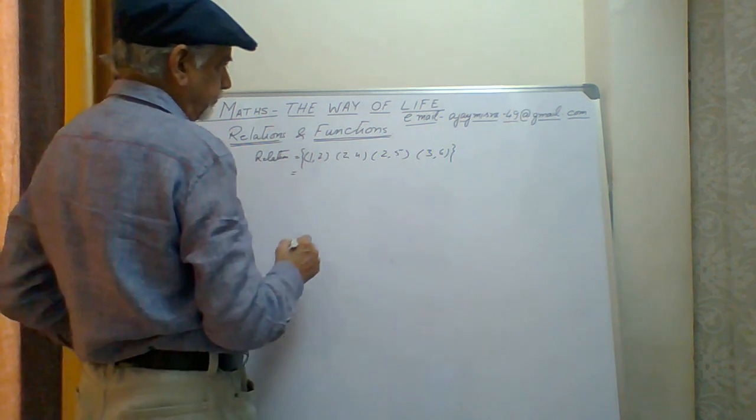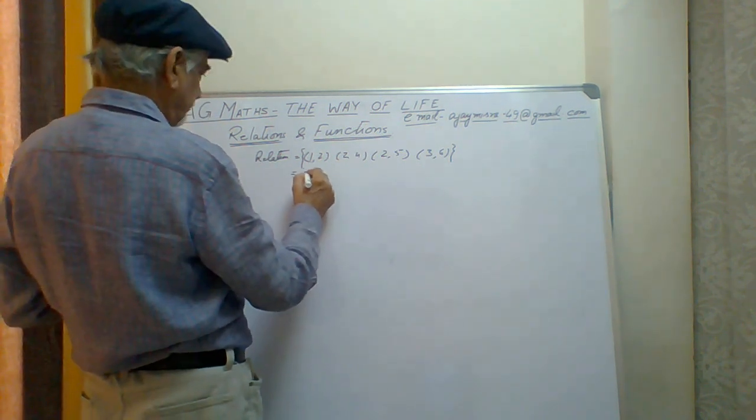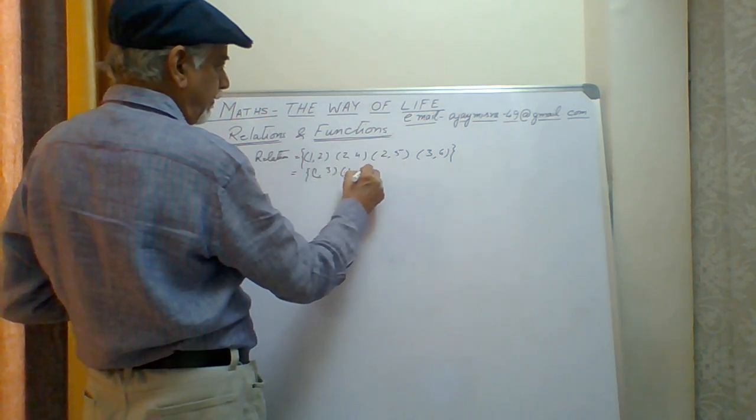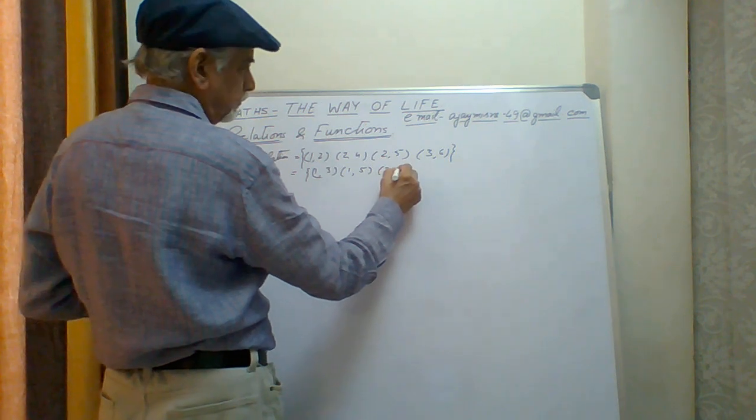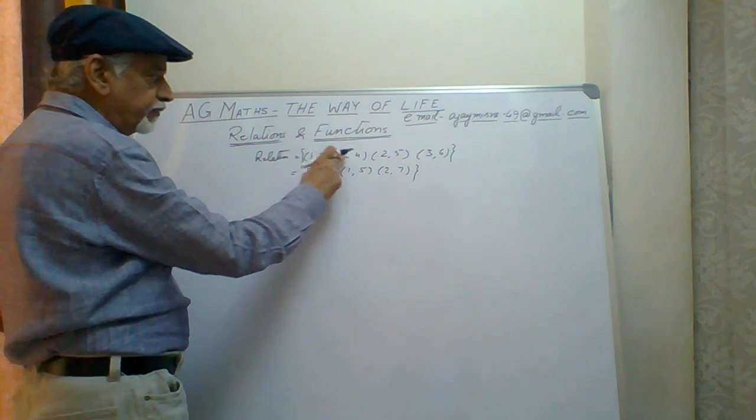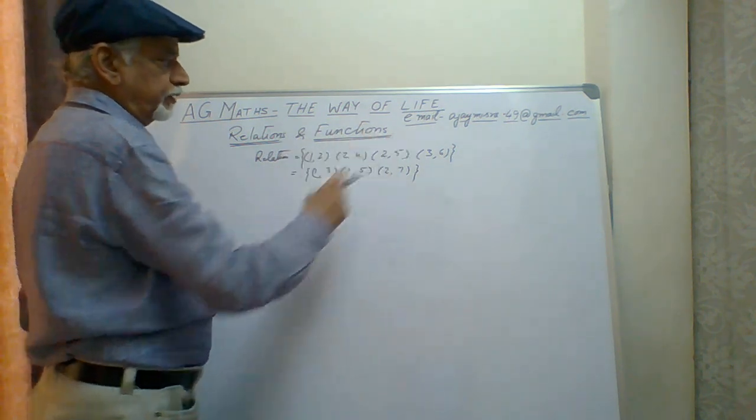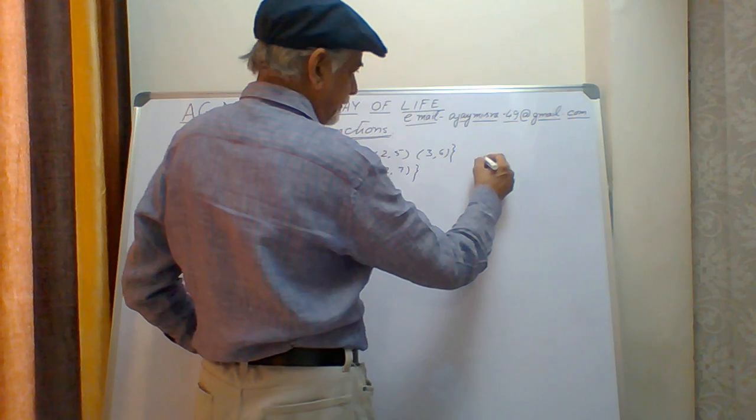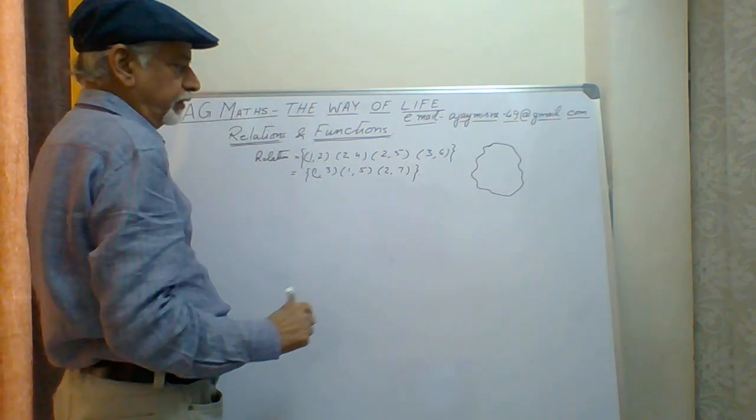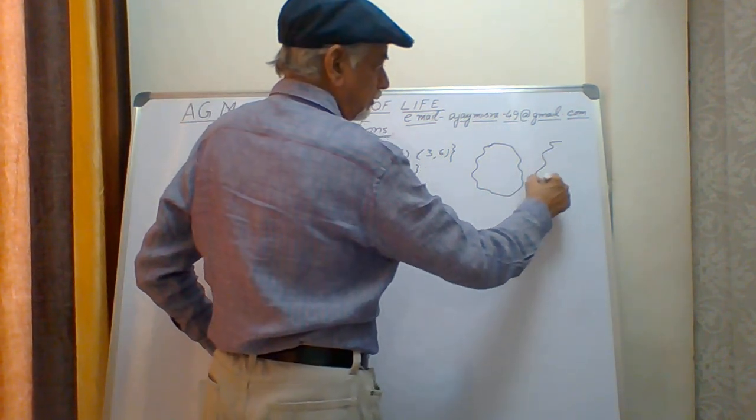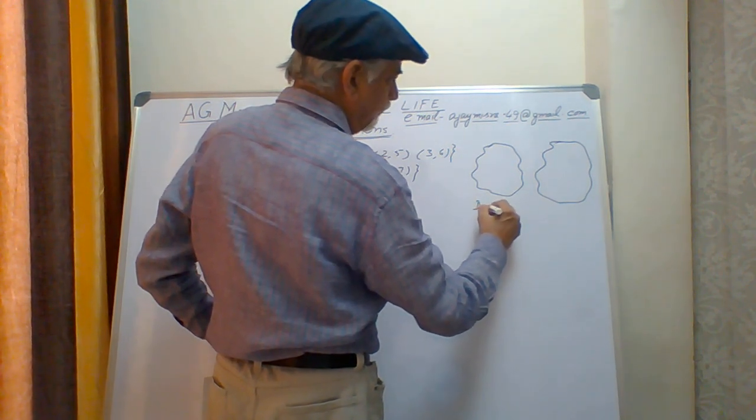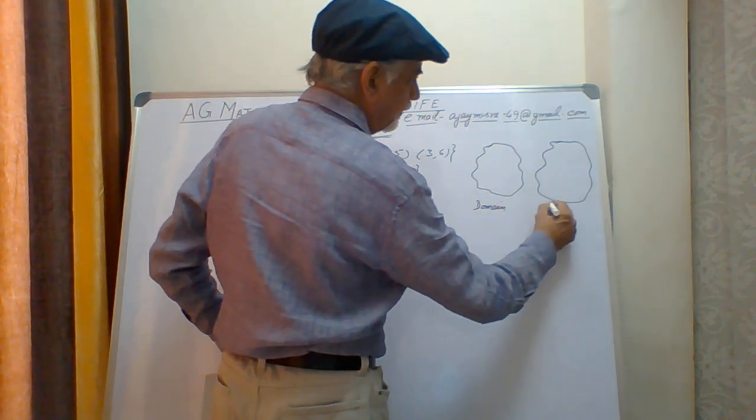I give you another example of a relation. It is 1, 3, 1, 5, and 2, 7. This is a relation. That means we have a set of domain related to a set of range. So I represent the domain like a part of a cloud, and the range by another part of a cloud. So this is called the domain, and this is called the range.